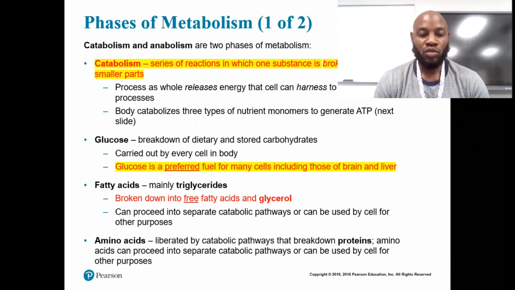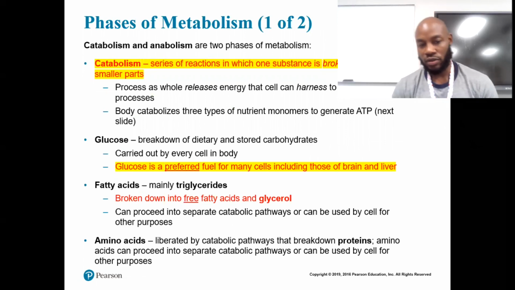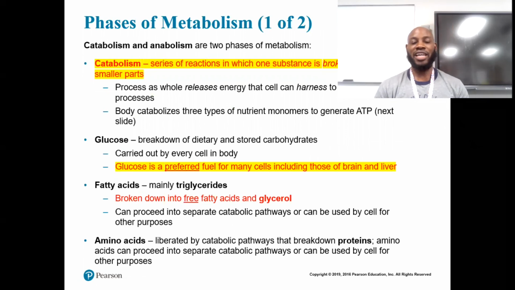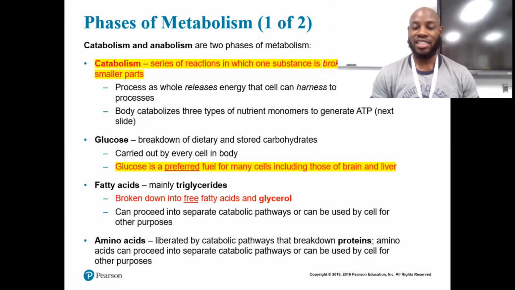All right, the body will catabolize glucose. Remember, glucose is a six carbon sugar. It can break that down and use that to create ATP. That is the preferred fuel of the brain and the liver. This is why when you go on a no carb diet, the tendency is to become very irritable, because glucose, which is a carbohydrate, is used by the brain as energy.